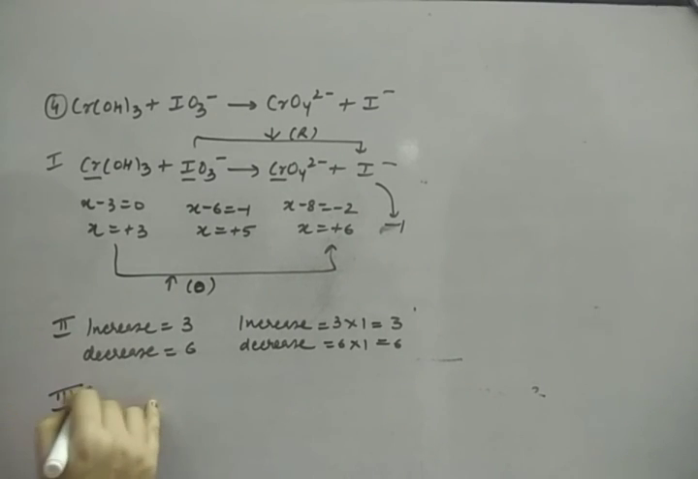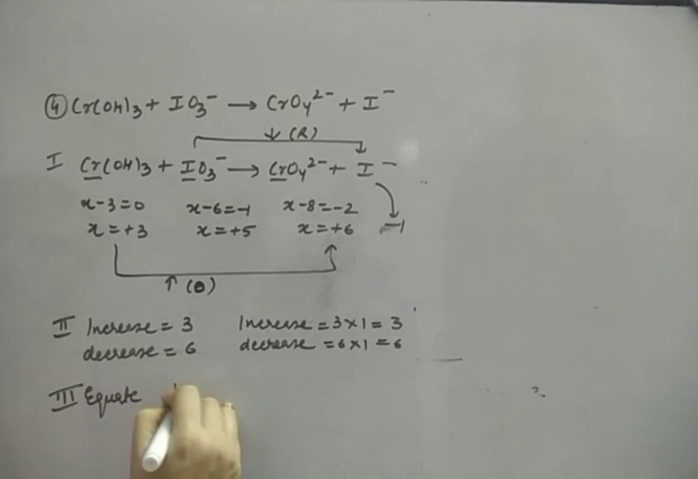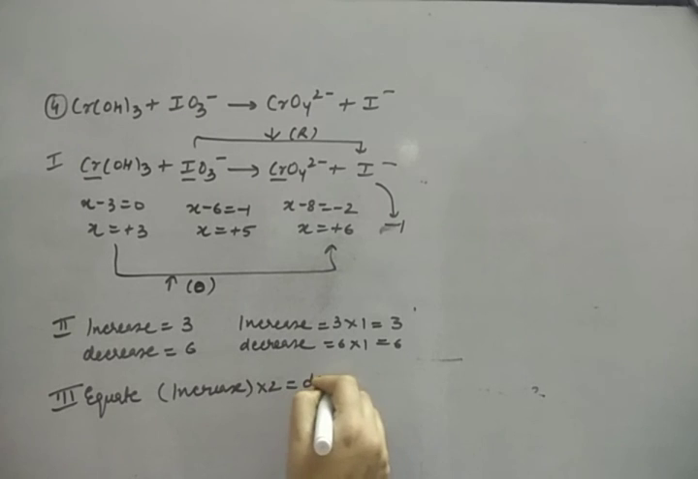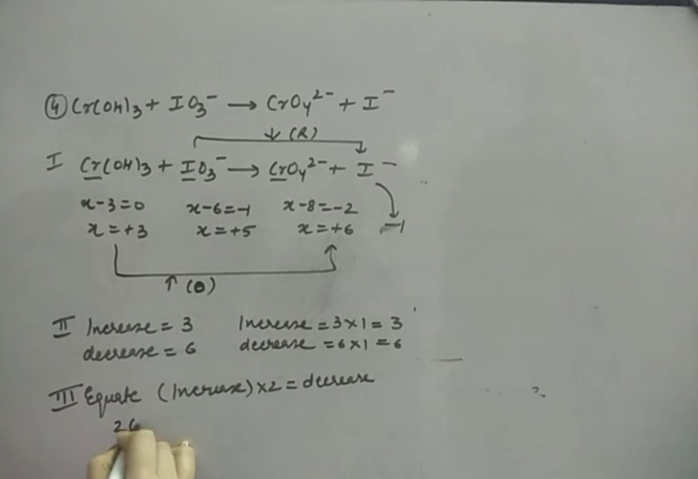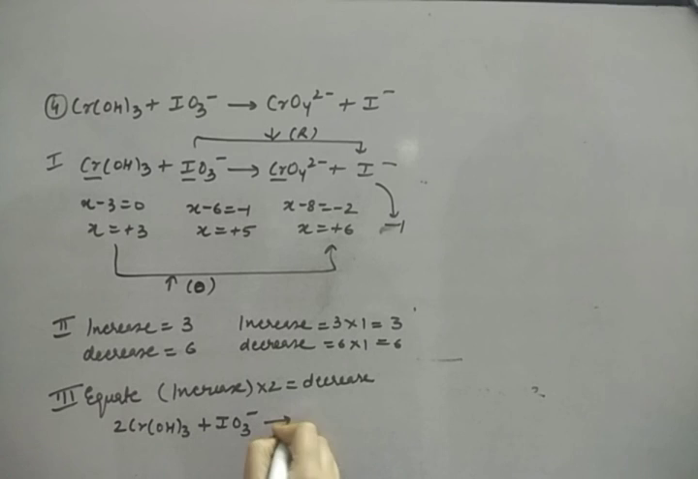Now equate. Increase we have to multiply by 2 so that it becomes equal to decrease. 3 to 6 is the increase part. So 2 Cr(OH)3 plus IO3 minus gives 2 CrO4 2 minus plus I minus. So the increase part we have multiplied by 2. Now we'll balance the atoms.